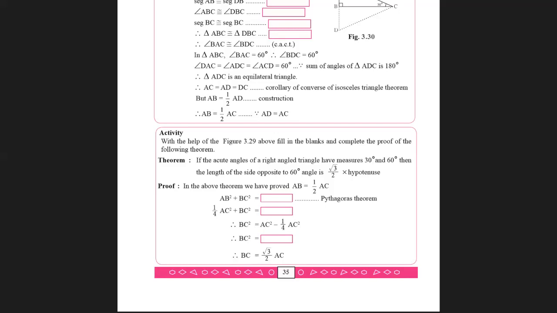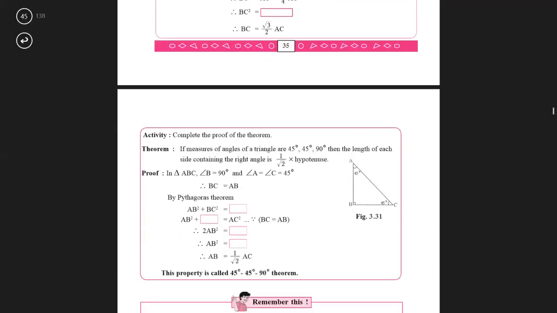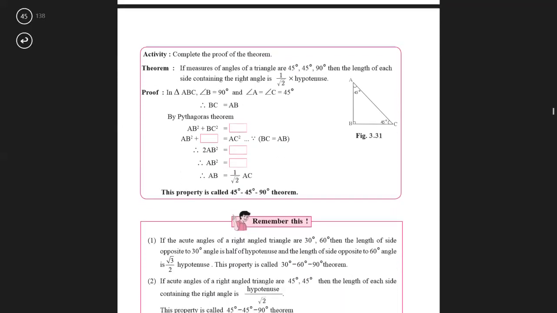Okay, so this is your theorem. If you have a right angle triangle with the other two angles as 30 degrees and 60 degrees, the side opposite to 30 degrees is half of the hypotenuse and the side opposite to 60 degrees is root 3 by 2 times the hypotenuse. Okay, so with that we finish with that particular theorem.